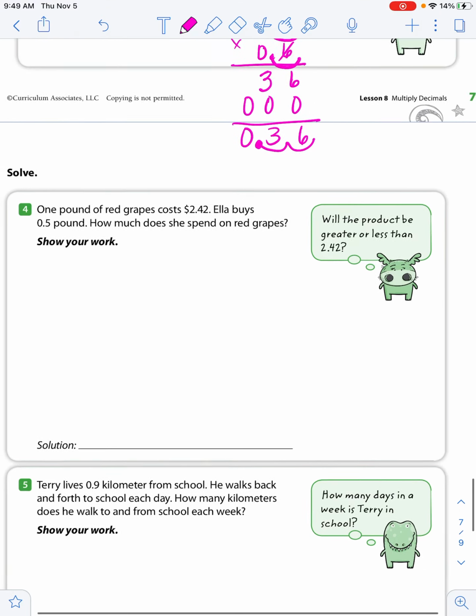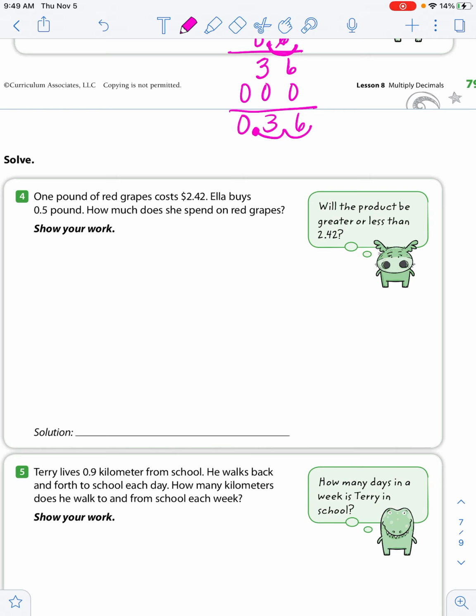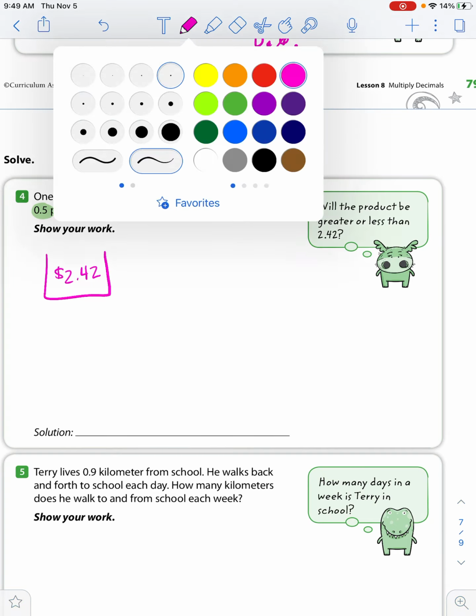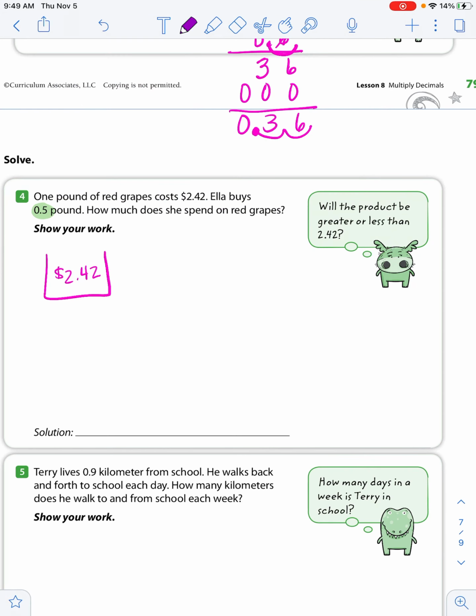All right. Number 4. 1 pound of red grapes costs $2.42. Wow, we just talked about grapes the other day, so let's just picture 1 pound of grapes. Ella buys what? What is that? A half pound. Oh, so this time we're not making a bunch of 242s. She didn't buy a bunch of pounds. She didn't even want the whole pound. She only wanted half.